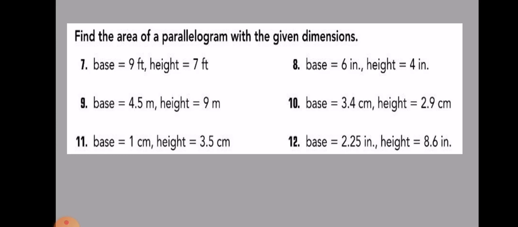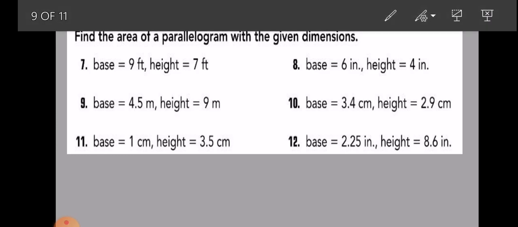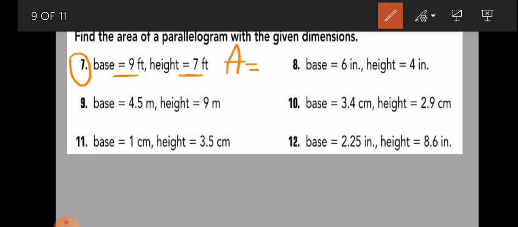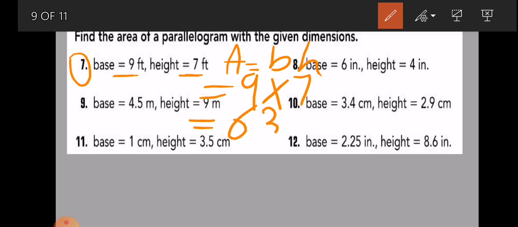Let's see the other one. Here we have exactly the same but without the picture. So I have, for example, number 7, I have the base, I have the height. How to find the area of it? The area will be base multiplied by height, BH. Okay, the base is 9, the height is 7, just multiply them, you will get 63 and it's feet squared. The rest are done the same way, base multiplied by height.